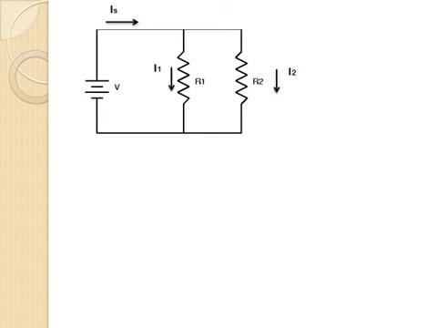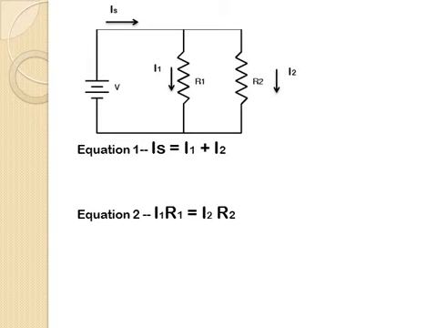Now we're going to derive the equation to find the current in each branch. So the first equation we're going to use is IS equals I1 plus I2. And the second equation we're going to use is I1 times R1 equals I2 times R2, which we found before. Then we have to make I2 the subject in equation 1.